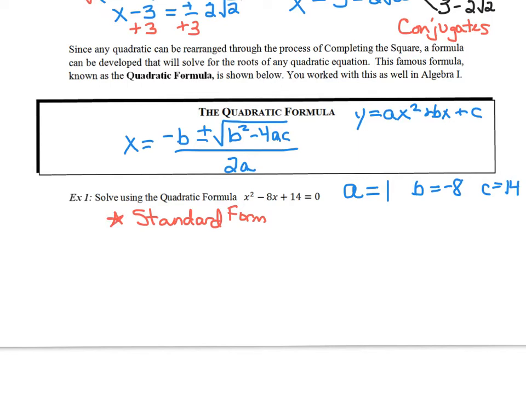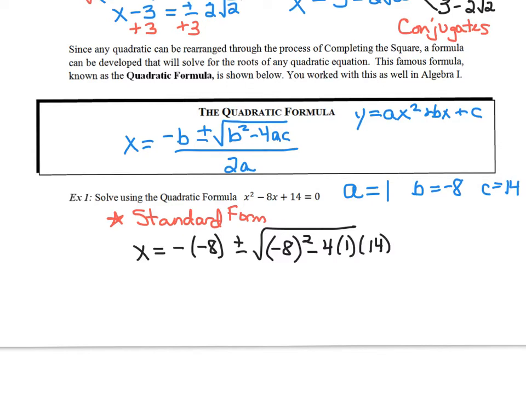Now we're ready to apply the quadratic formula. So I'm going to say x is equal to the negative of the b term, so negative of negative 8, plus or minus the square root of the b term squared. Now it's really important because this b is a negative number, I'm going to put that in parentheses and square the whole thing. And then I'm going to subtract 4 times the a term times the c term. And then I'm going to divide by 2 times the a term.